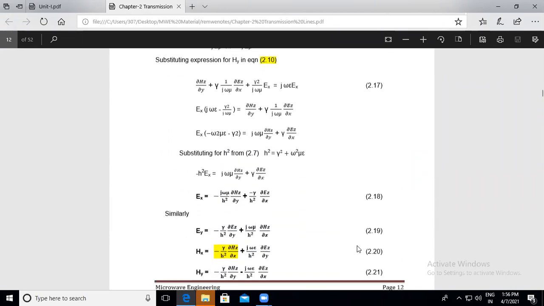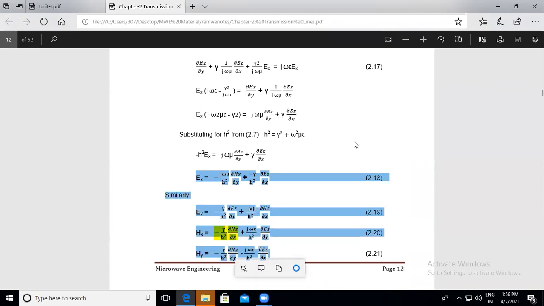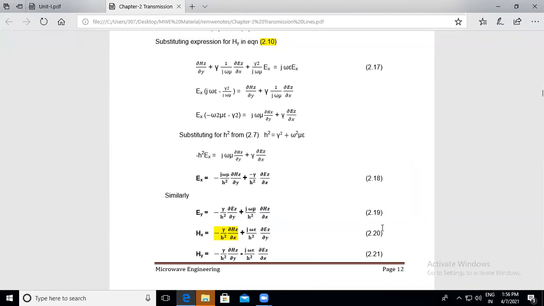So after simplifying, we'll get the four equations. These are the four important equations: 2.18, 2.19, 2.20, and 2.21. These are very important, so try to remember these four equations. There should not be any mistake. While you write in the examination, all these four equations must appear as they are. There should not be any error in this. Once you practice writing them once or twice, you can easily remember how to write these expressions.